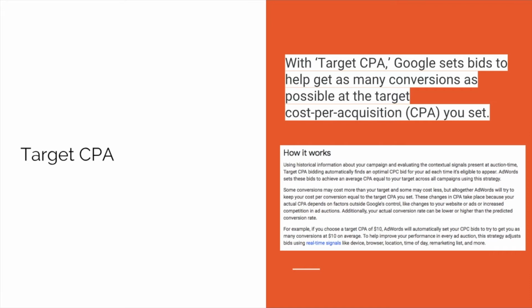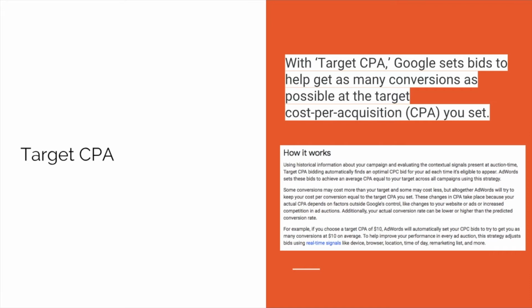Now, with the target CPA that you have set, which is $20, Google sets the bids to help you get as many conversions as possible while maintaining your CPA at $20 and not exceeding that. You have told the system that this is my target CPA, and Google sticks to that and automatically fluctuates your bid to attain the conversion pricing that you have in mind. Now, that's target CPA. If you look at how it works, we wouldn't have to read through the whole thing. If you just look at the first few lines, you will understand what it means.